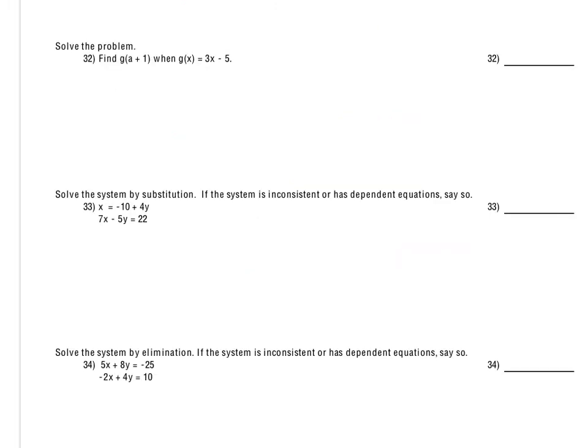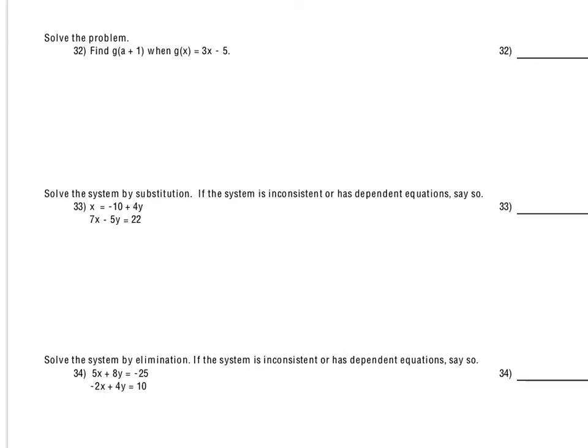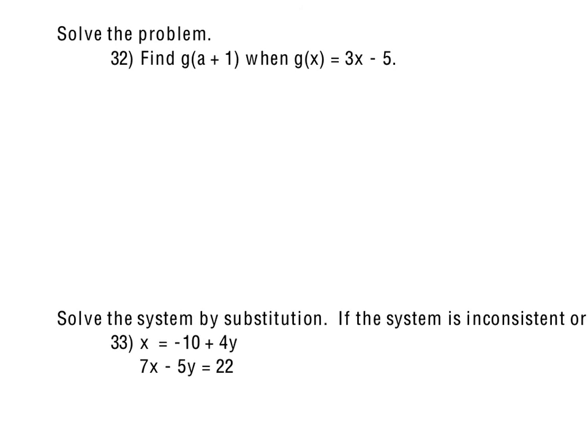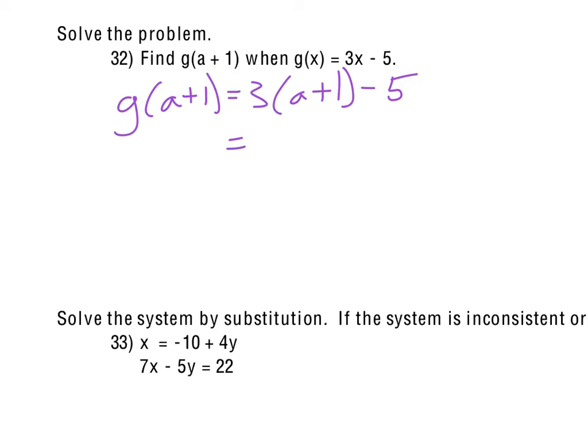Moving on to number 32, little function notation stuff here. We're going to find g of a plus 1 for this function, g of x equals 3x minus 5. Really all we're doing there is switching our input from x to a plus 1. So g of a plus 1: the 3, and then instead of the x we have our new input, a plus 1, and then we have the minus 5. So it's still really 3 times the input minus 5, just now the input, instead of being x, is a plus 1.